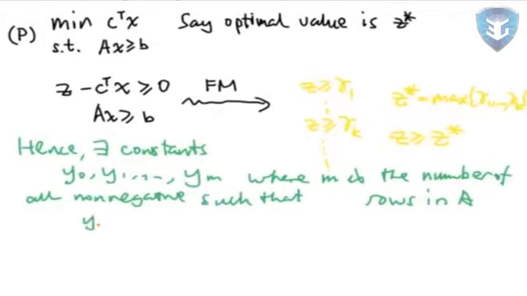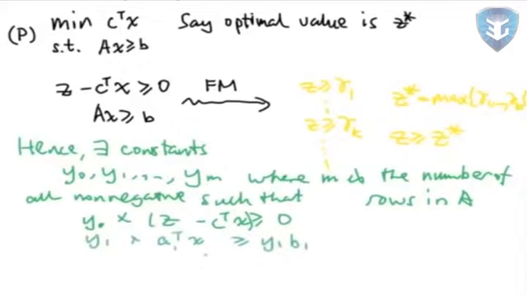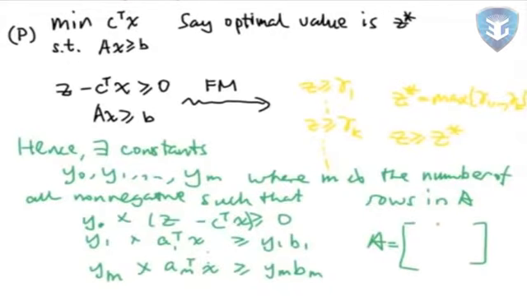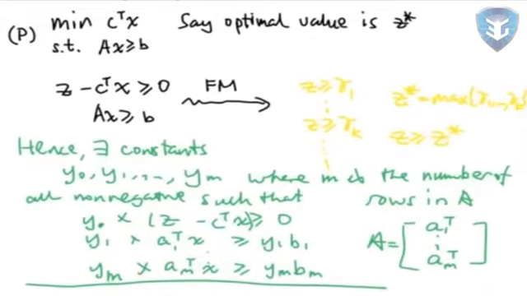what if I take Y0 times the first inequality plus and so on, where A is now written in terms of rows, A1 transpose up to AM transpose. So if we add up all these inequalities, we get Z greater than or equal to Z star.